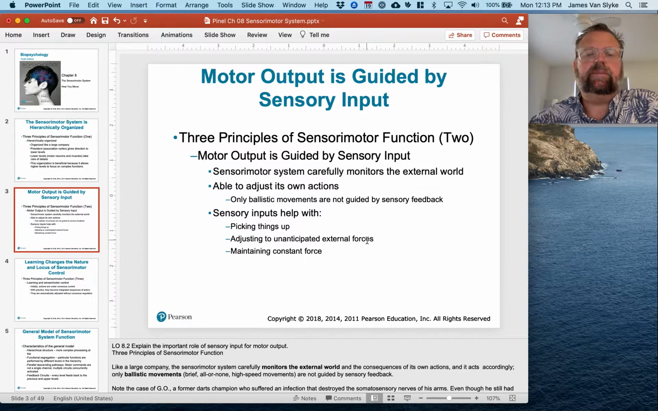So our sensory input helps us with picking things up, as we talked about, and adjusting to unanticipated external forces. So if you're catching something, or if something starts to fall on you, you can pick it up. And you can maintain a constant force as well. So if you're competing in a tug of war, your muscles are able to sense when they need to exert more force to stop the rope from moving away from you. Those are the systems working in tandem to produce different types of motor behavior.